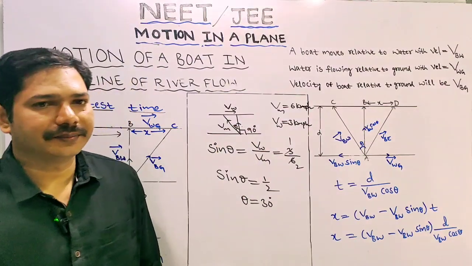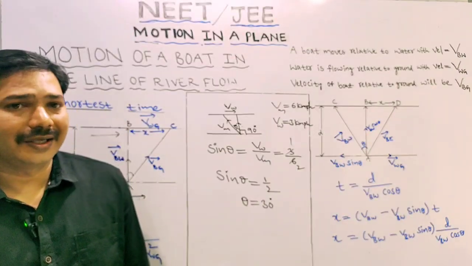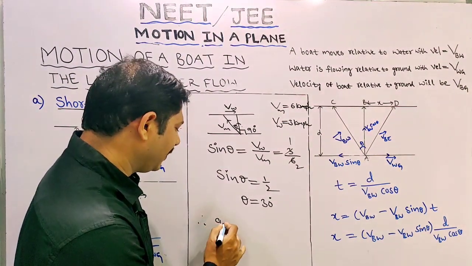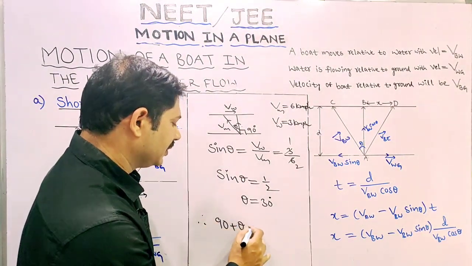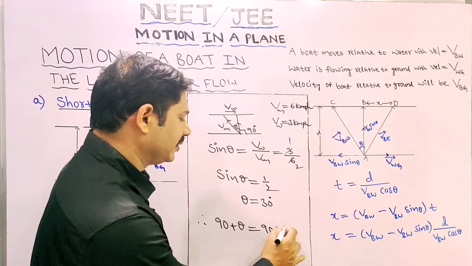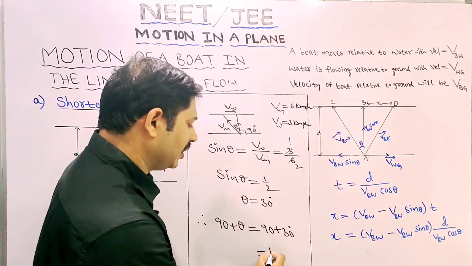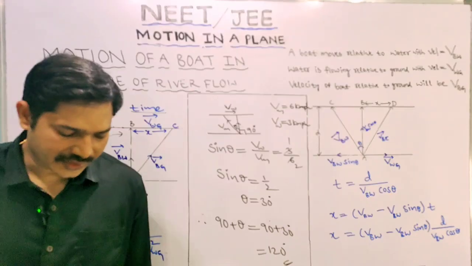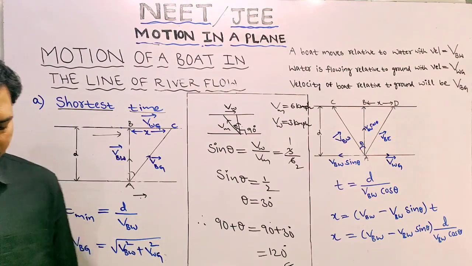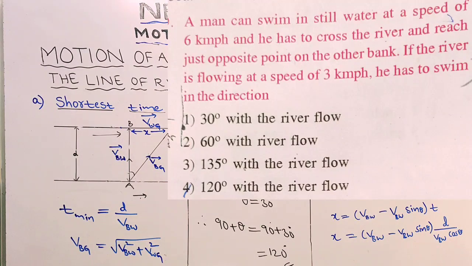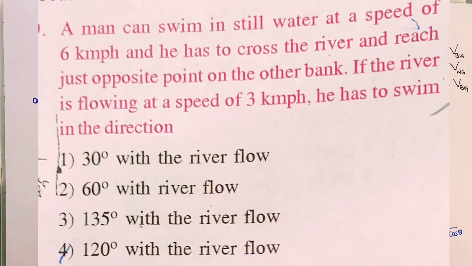But the total angle with the ground is how much? 90 plus theta, so that is 90 degrees plus 30 degrees, total 120 degrees. So which option is correct? 120 degrees with the river flow. Next, the next problem, check on the screen.